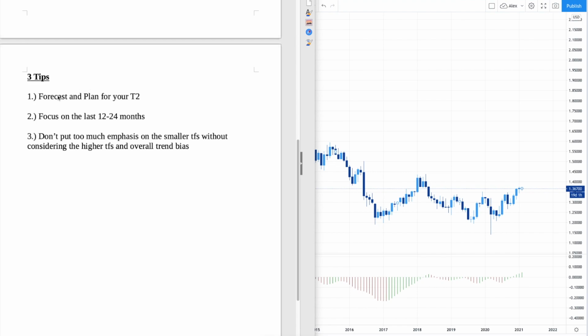Again, recapping on tip number 2, focus on the last 12 to 24 months. So go back 12 months, and you'll see that things generally stay the same. Because it's all human driven at the end of the day, you'll find that patterns evolve ever so slightly, but human behaviour doesn't.